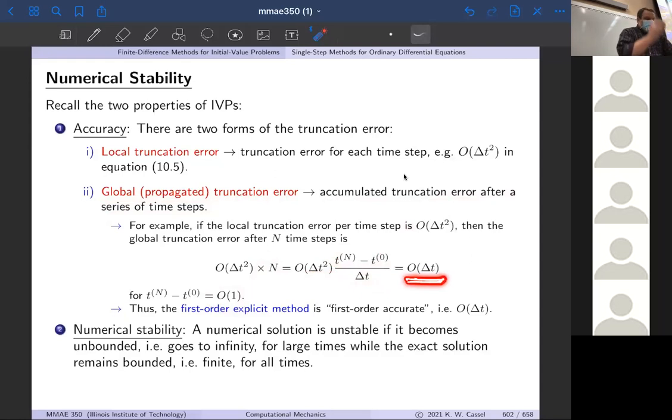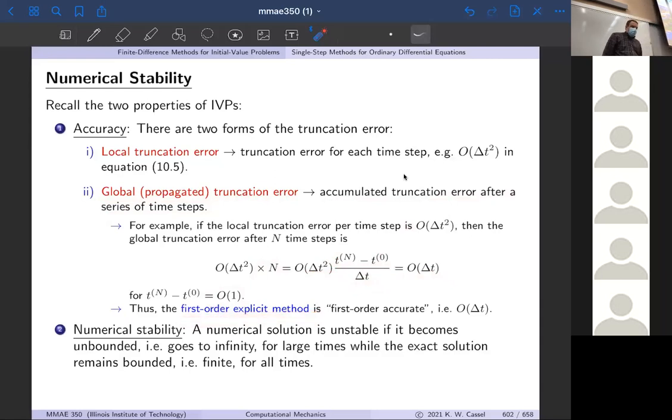So it seems like we just went in a circle, right? We started with order delta t, and then we multiplied by delta t, it became order delta t squared. Now we divide by delta t, and it goes back to order delta t. In any case, that's why we call this a first order explicit method, because it's only first order accurate. It's only order delta t accurate.